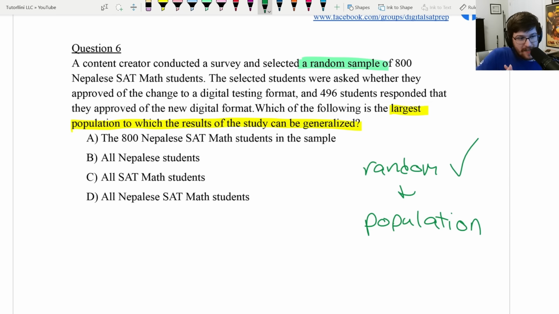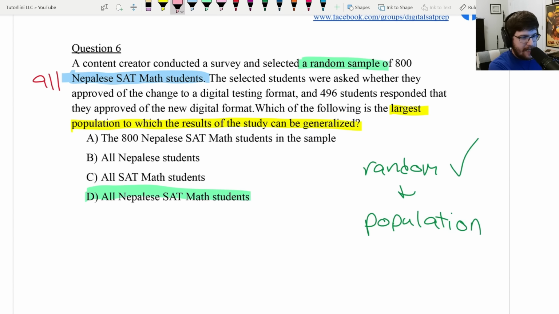So what we're going to do is take that number, the 800, and chop it off. We're going to just look right here, and plop the word all in front of it. So where it talks about the number of people that were chosen, we don't care just about those 800. We care about all of those people. That's the population. All of the people like that. So we want all Nepalese SAT math students, which would be answer choice D. And that is the answer.